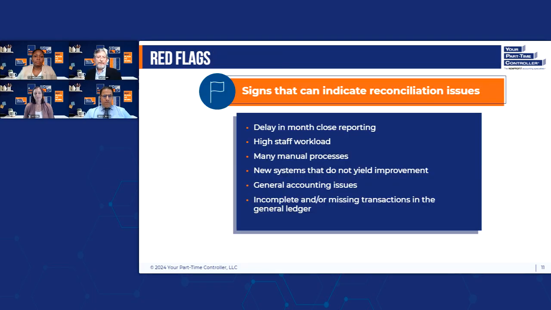To reiterate the key pieces from the panelists' thoughts, here are some red flags indicating there may be reconciliation issues. Your monthly reports are delayed. High staff workload, especially at month-end closing. Many manual processes that slow down work. New systems or overly complicated processes that take too long. Accounting issues with old dues receivables. Incomplete and/or missing transactions. Each of these are signs of trouble that you will want to address.